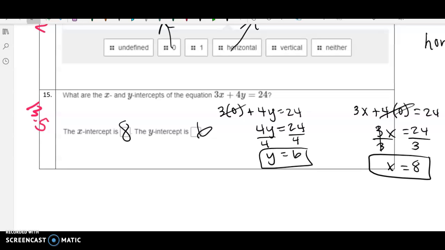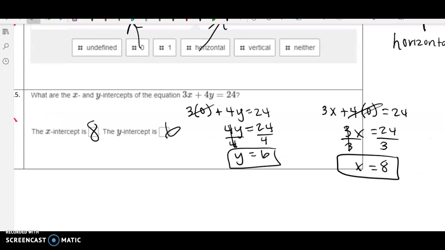For the last one, you plug in 0 for x to find your y-intercept. So when we do that, we get 4y equals 24, divide by 4 on both sides, y equals 6. And then to find the x-intercept, you do the opposite. So plug in 0 for y, and you get 3x equals 24, divide by 3 on both sides, and you get 8.